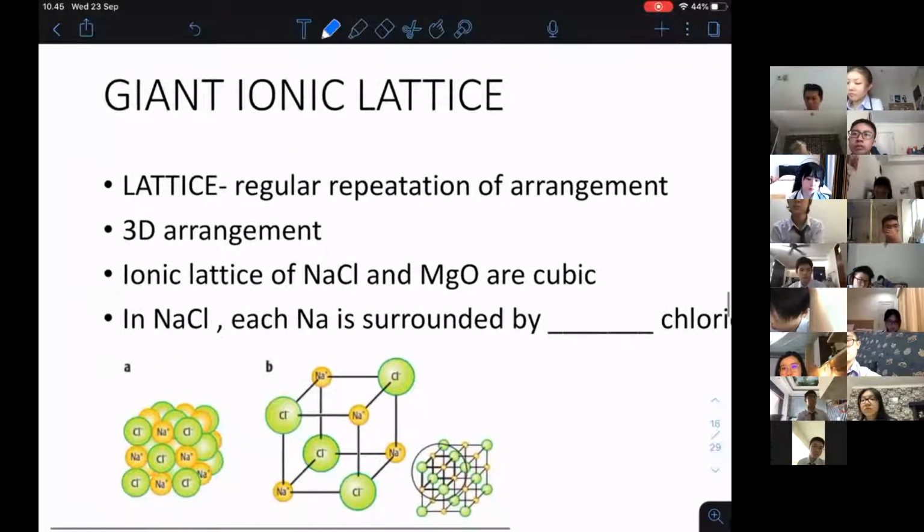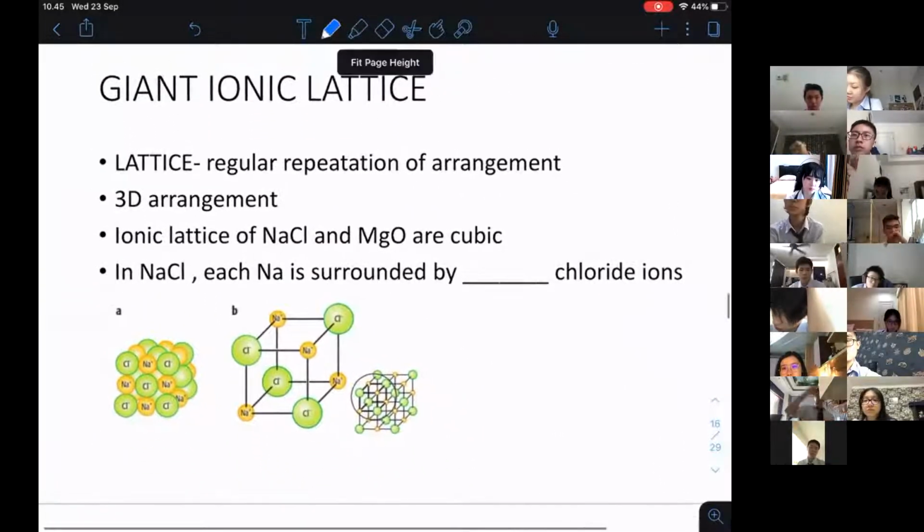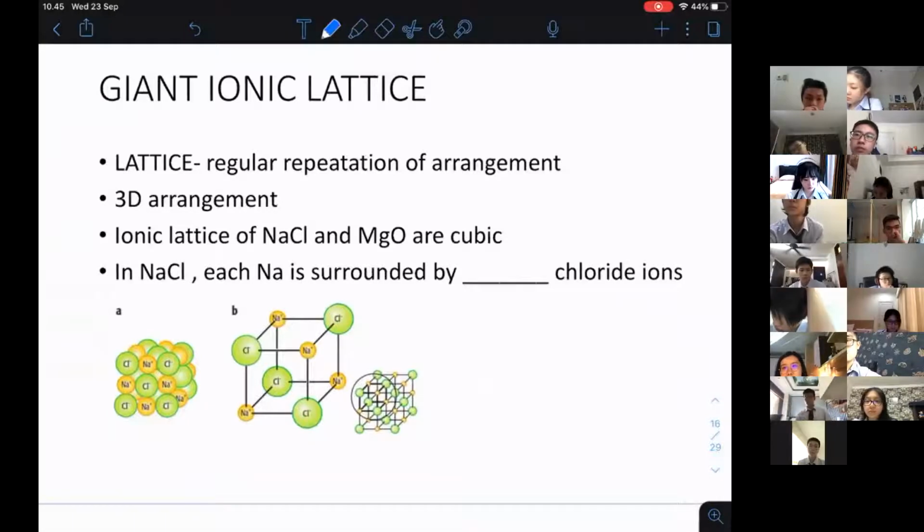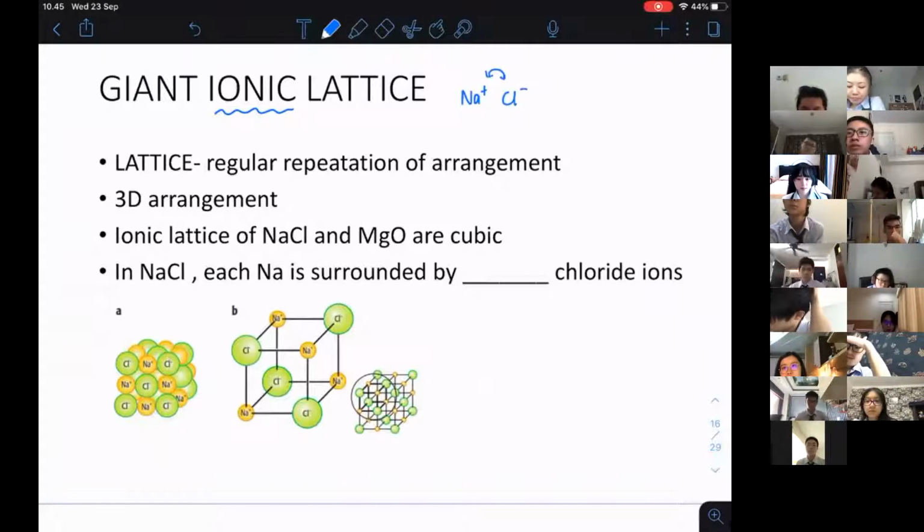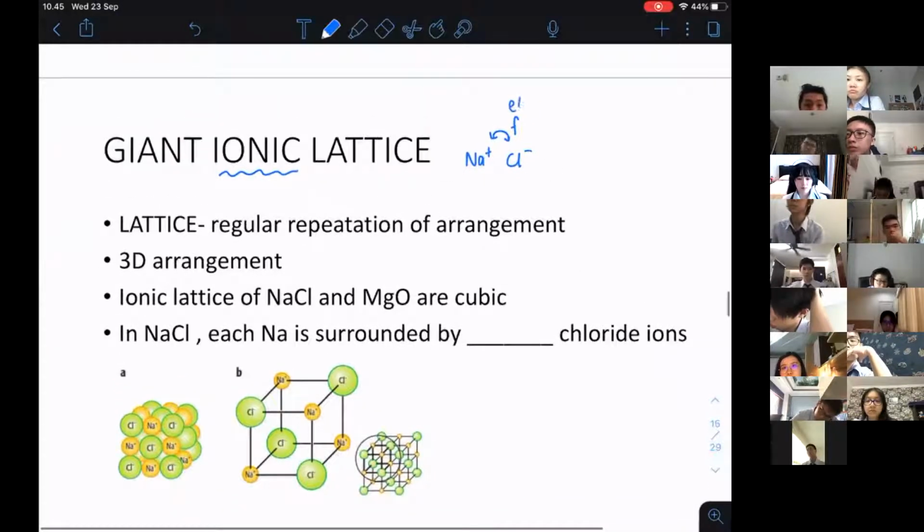So we will actually look into this giant ionic lattice. The important thing about this giant ionic lattice is that it is for ionic compounds. Ionic compounds have metal and non-metal joined together. So if you have Na+ and Cl-, the forces of attraction that hold them together, because there is a transfer of electrons, are called electrostatic forces of attraction.